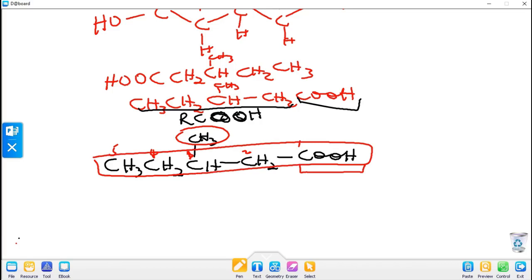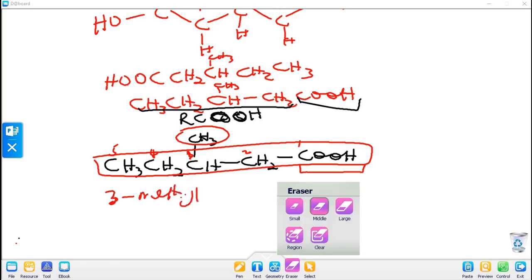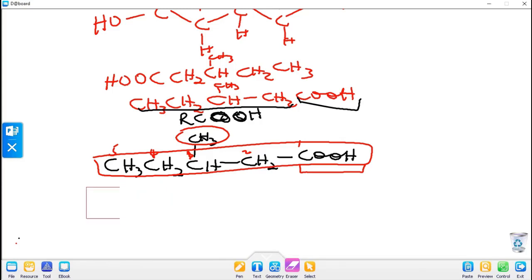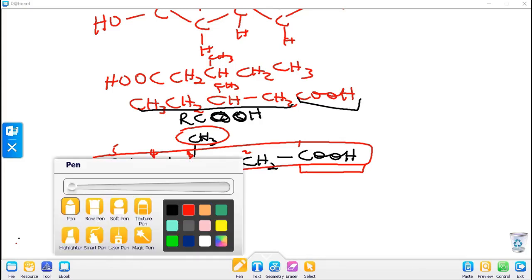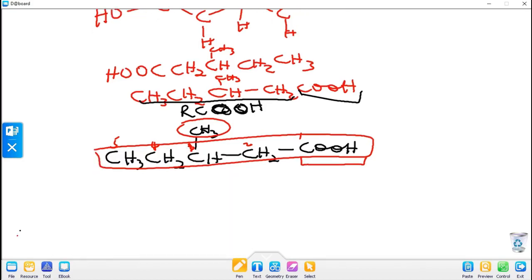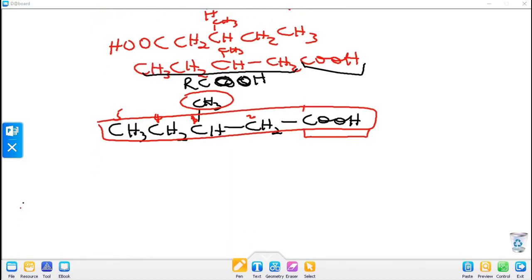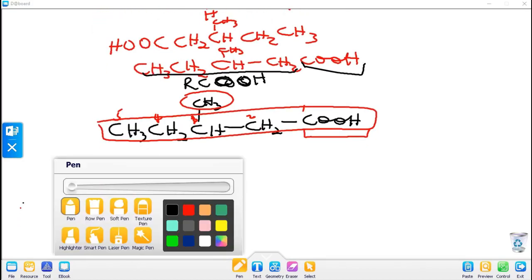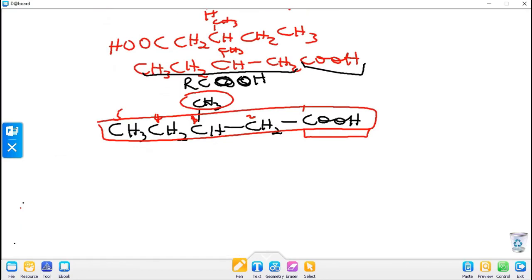So it means that this is called 3-methyl. We have to erase that. It's not cleared. So let us name that again. So this is called 3-methyl.